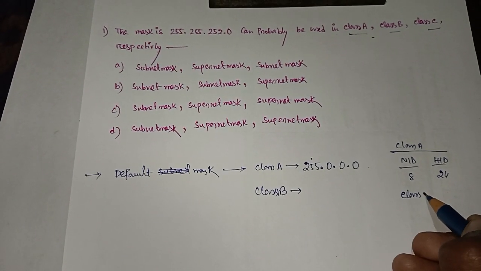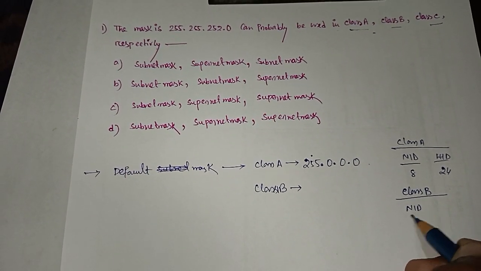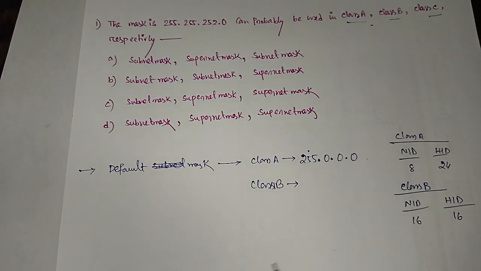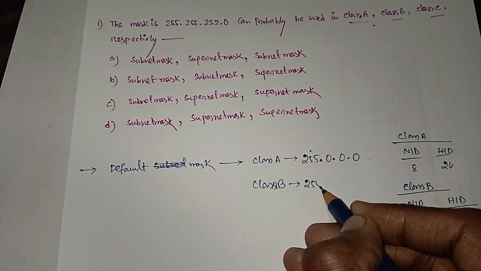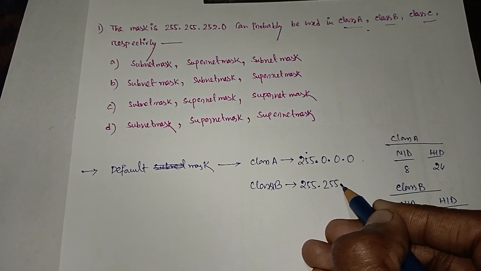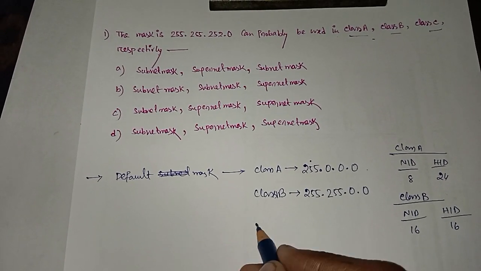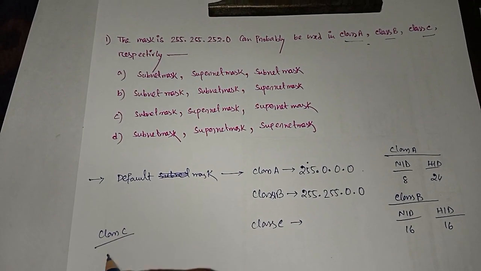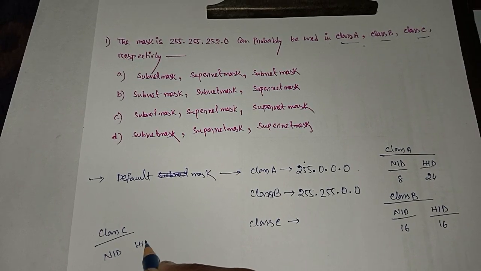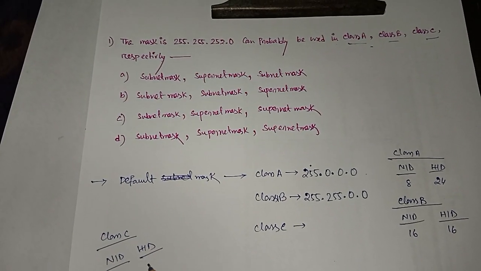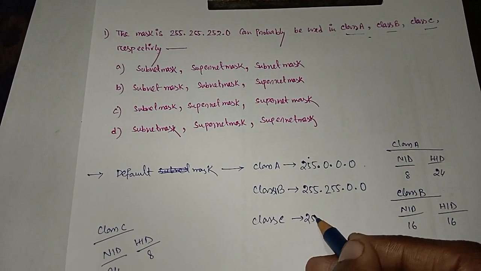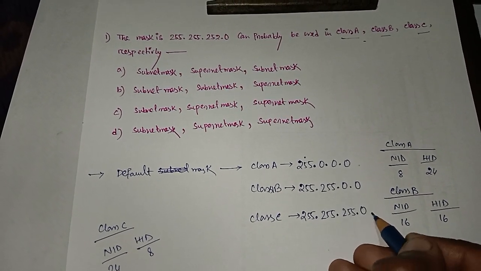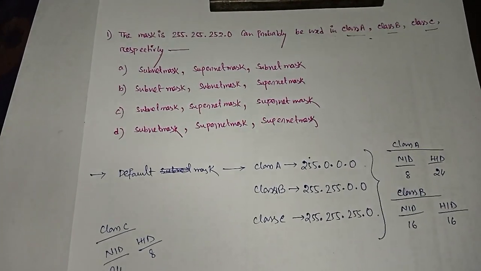For class B, we have to know the network ID and host ID. The network ID is 16 bits and the host ID is 16 bits. So the default mask is 255.255.0.0. And for class C, we have to find the network ID and host ID. 24 bits is the network ID and 8 bits represent the host ID. So the default mask is 255.255.255.0. So we have to note this down.